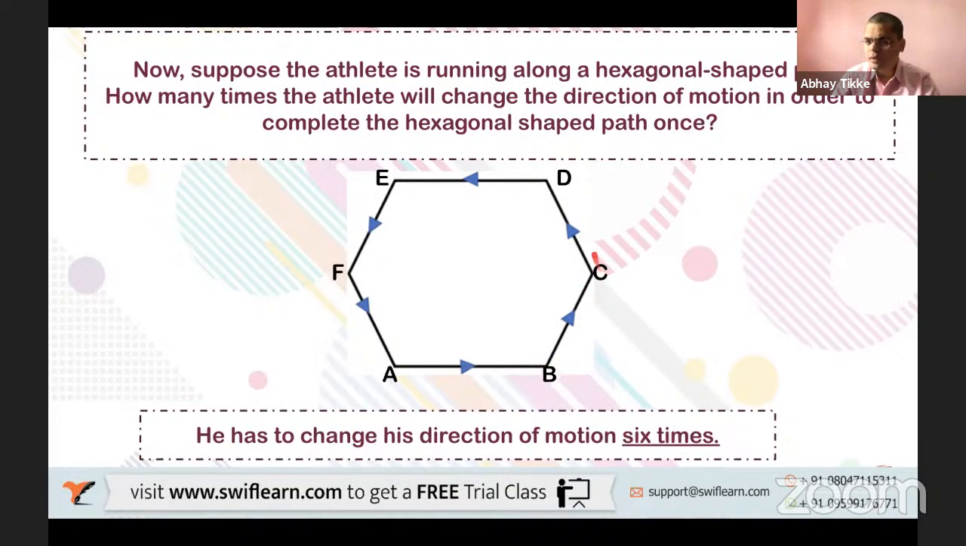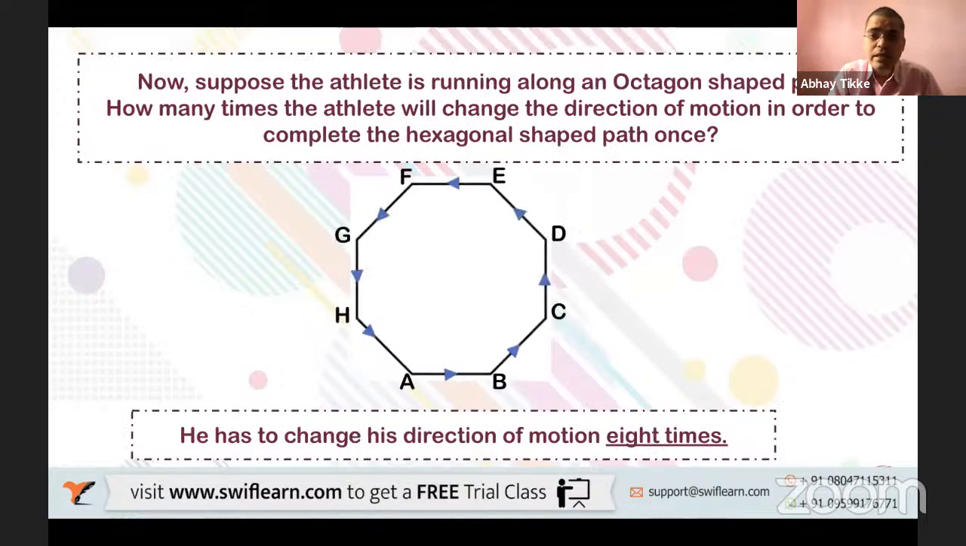Right? So how many times? 1, 2, 3, 4, 5, 6. 6 times you have to change the direction because a hexagon has how many sides? 6 sides. 6 sides है इसलिए 6 बार आपको direction change करनी पड़ेगी. Earlier, the rectangle was there. How many sides does a rectangle have? 4 sides. तो 4 बार आपको direction change करनी, right? But here it is 6 times. Now let us move further, right?